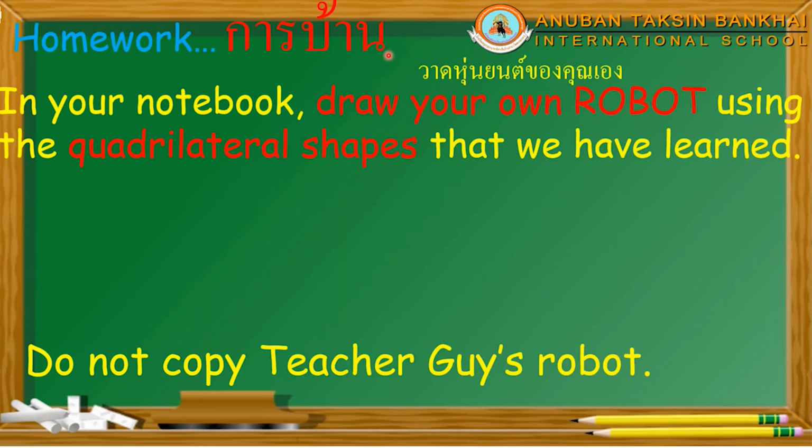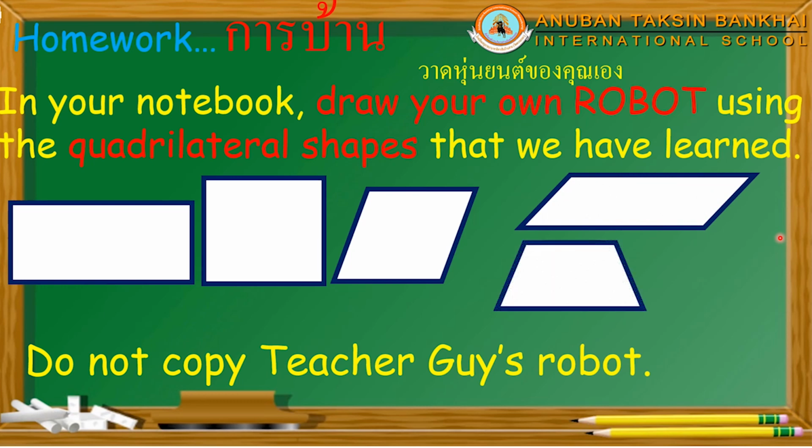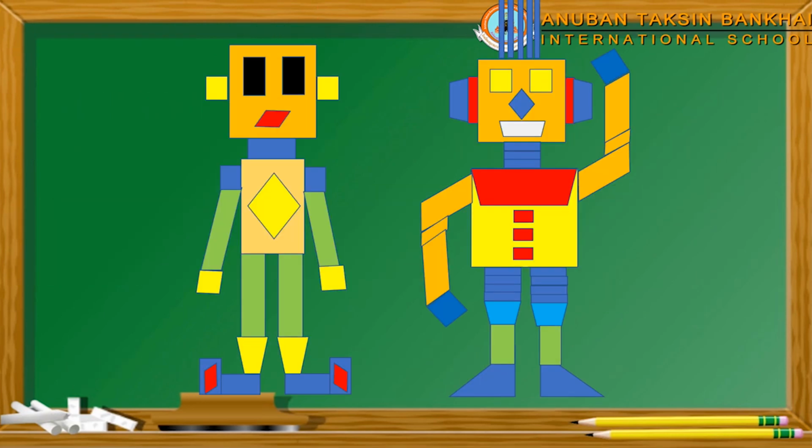This is a homework because we don't have class last Friday. This is about 2D shape. Now, in your notebook, draw your own robot using the quadrilateral shapes that we have learned. Only quadrilateral. Do not copy teacher guy's robot like this. This is a quadrilateral robot. Do not put any circle. Only quadrilateral shapes.